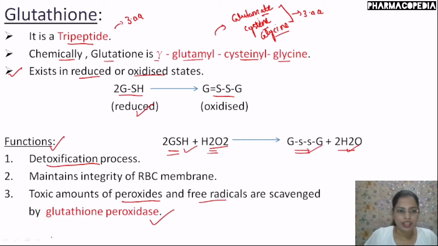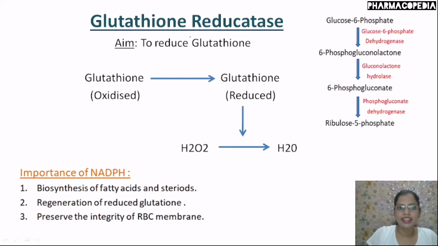Dear students, moving ahead to the next slide. This will be showing the function of the enzyme glutathione reductase. But before that, you will be familiar with this flowchart or this pathway. This is the HMP pathway. During the HMP pathway, I told you that glucose 6-phosphate gets converted to 6-phosphogluconolactone in the presence of the enzyme glucose 6-phosphate dehydrogenase. During this process, NADPH is produced.